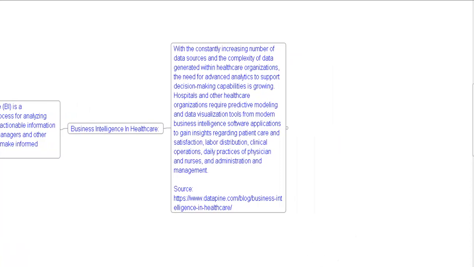With the constantly increasing number of data sources and the complexity of data generated within healthcare organizations, the need for advanced analytics to support decision-making capabilities is growing. Hospitals and other healthcare organizations require predictive modeling and data visualization tools from modern business intelligence software applications to gain insight regarding patient care and satisfaction, labor distribution, clinical operations, the daily practice of physicians and nurses, and administration and management.